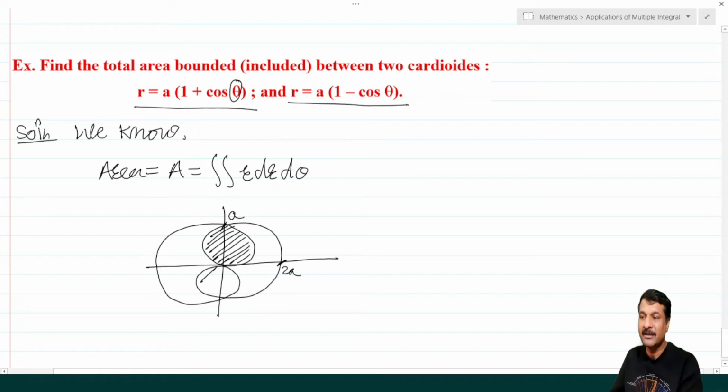Note that this is what we want to find. So definitely this area is 4 times of this, same as here, same as here and here. So we only want to find this part, this red color part. So actual area we want to find is this, and we can consider required area equal to 4 times of this one.